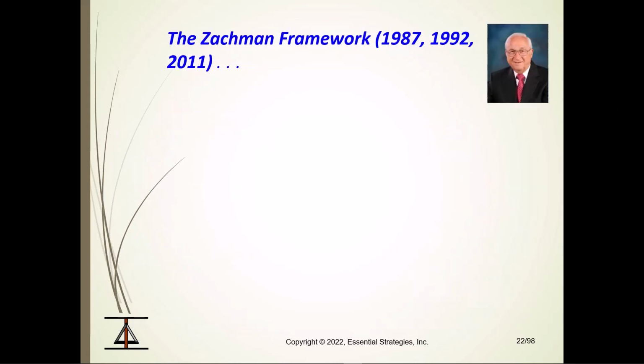In 1987, John Zachman published the first version of his Framework for Information System Architectures. This version had only 3 columns, but in 1992, he and John Sowa expanded it to all 6 of the columns we will see today. Then in 2011, he refined the whole thing and renamed it to the Framework for Enterprise Architecture. I'd like to think that this was with some encouragement from yours truly.